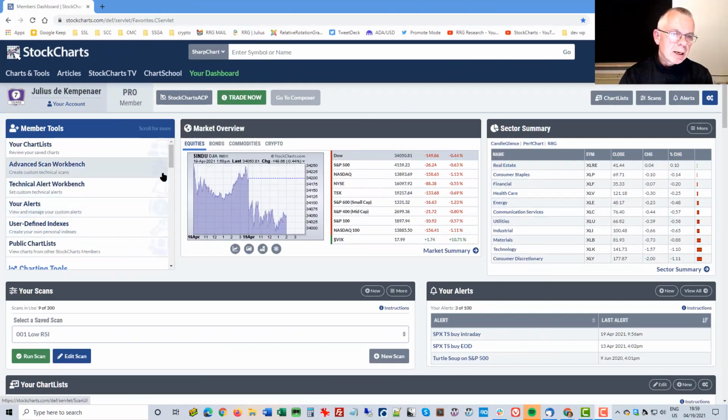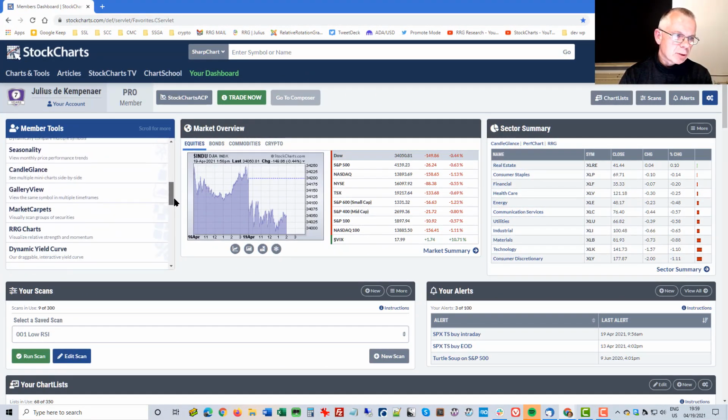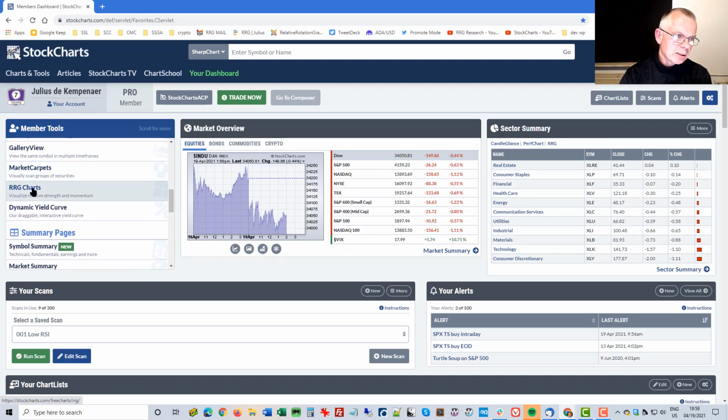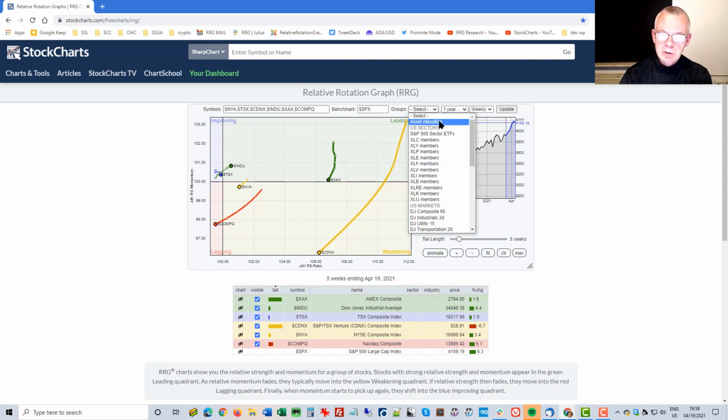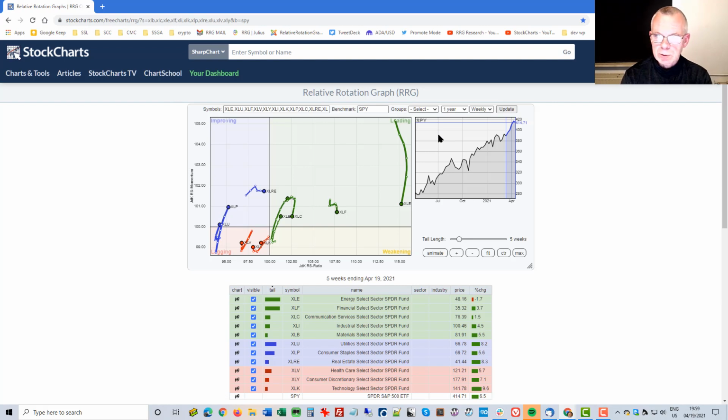Let's open up a relative rotation graph. It's just the member tools widget, and you can see here that the RRG charts is one of the choices, and it gives you the RRG for the major indexes. This is what everybody sees who is not a StockCharts member. Hopefully all of you, or the majority, are StockCharts members, so you should be able to bring up one of the predefined groups on RRG. Let's just use the most often used one, which is the one for US sectors using the State Street Spider funds.